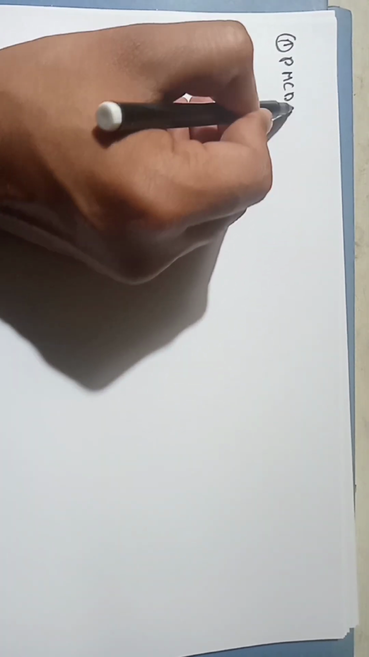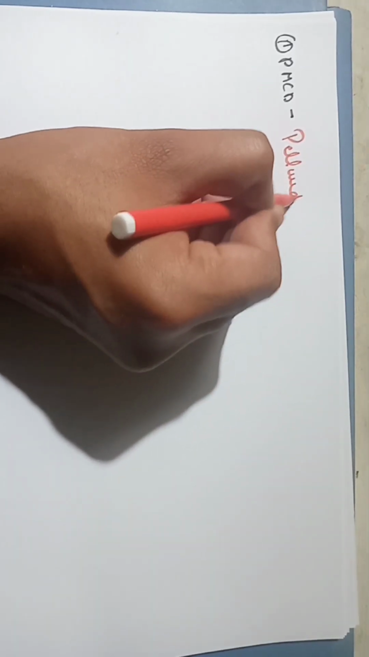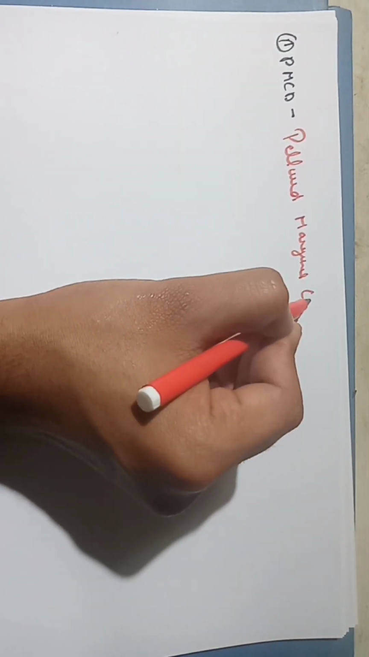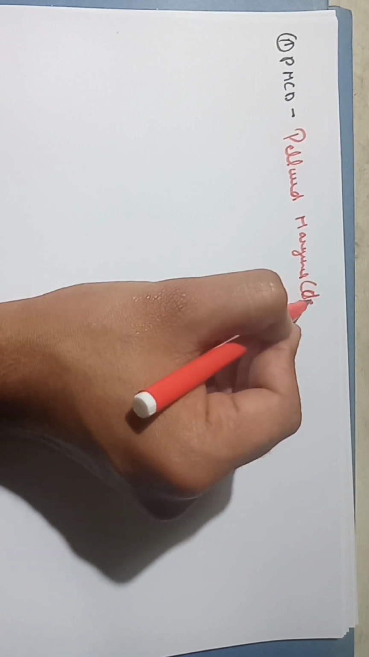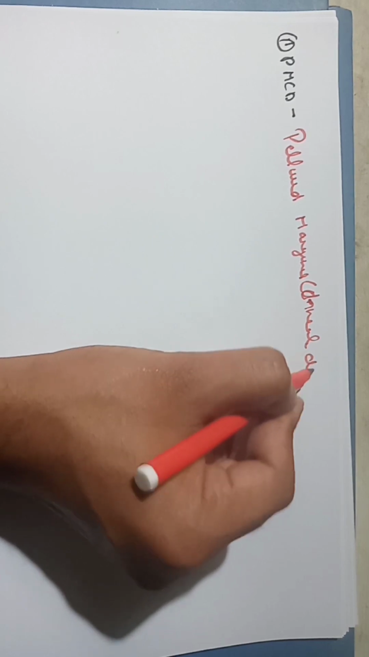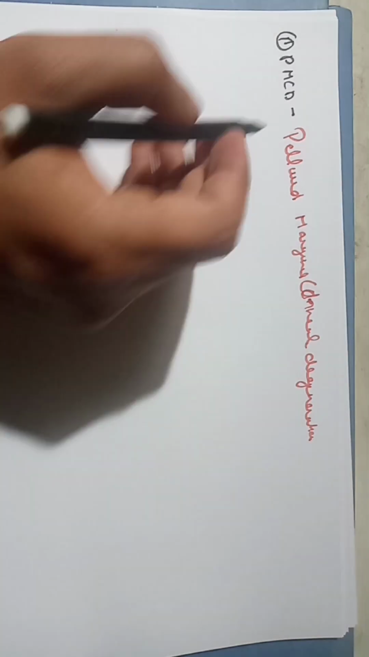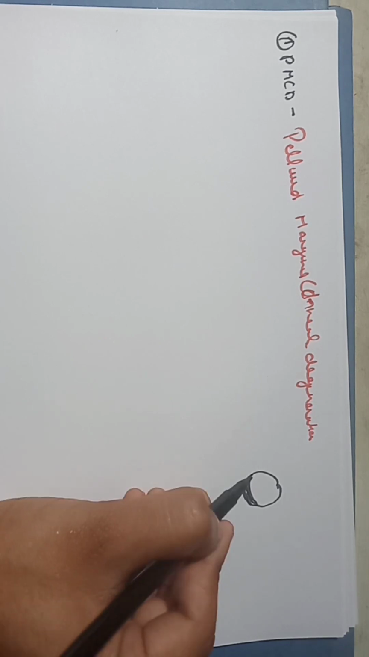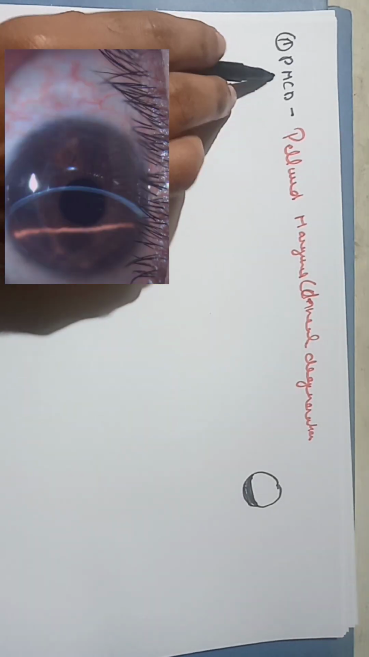Simple. So 11 is PMCD, pellucid marginal corneal degeneration. In PMCD, suppose this one is the cornea, the inferior part is thin. This type of condition is known as PMCD.